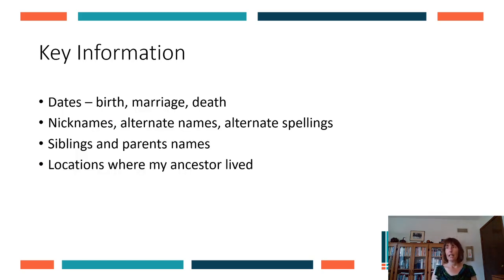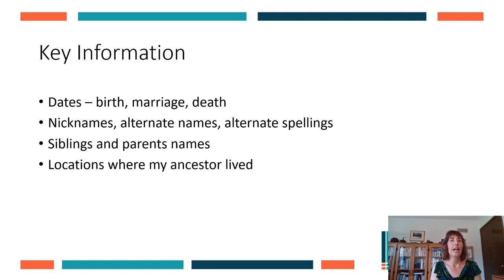For each person in your family, you want to find key information, such as dates of significant events. We're talking about birth, marriage, death, divorce. These are all things that'll show up in the records in one way or another. We want to make notes of any nicknames, any alternate names, any alternate spellings. Many people change the spellings of their name or their entire name during their lifetime, or they might have it changed for them. This is true of both first names and last names.